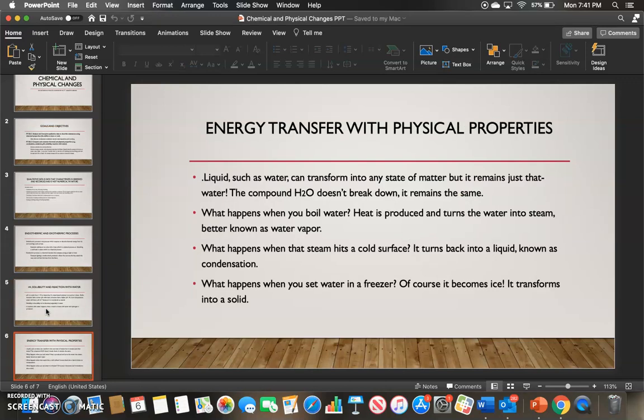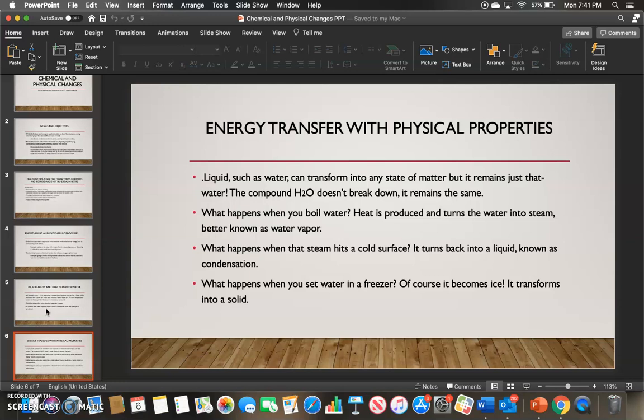Energy transfer with physical properties. A liquid, such as water, can transform into any state of matter, but it remains just that, water. The compound H2O doesn't break down, so it remains the same.